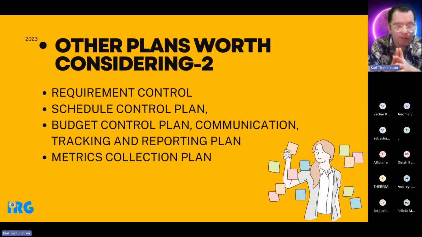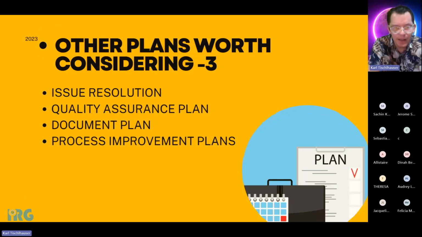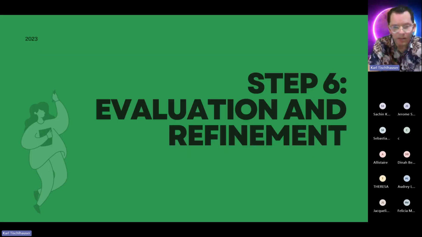Other things worth including would be a requirement control. So if certain things would require a sign off or permission to do so, that would be included. A schedule control plan, so how we're managing the schedule, a budget control, communication control, which we already have, and then a reporting plan, and then metrics collection plan. So if your project is data intense, what tools are you using? How are we collecting that data? That sort of thing, if it's necessary. And then you can say I have issue resolution. You have quality assurance plan, document plan, process improvement plan. So there are many different sub plans you can include in your project management plan. I think that was it there.